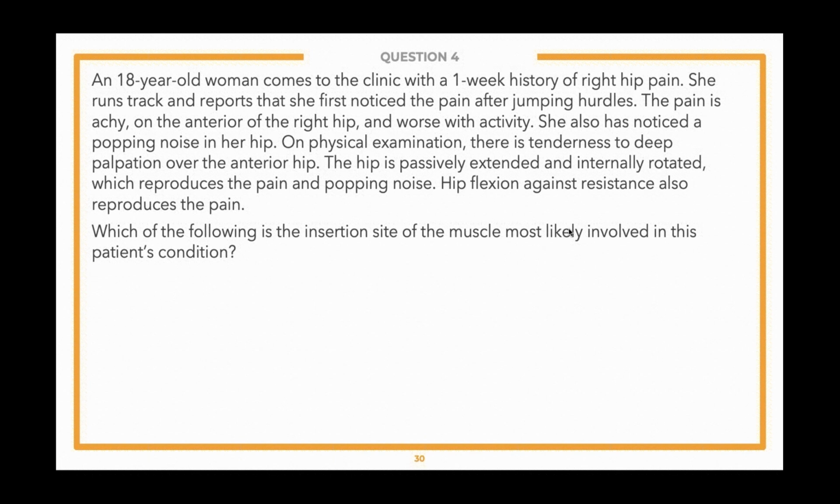On physical examination, there is tenderness to deep palpation over the anterior hip. The hip is passively extended and internally rotated, which reproduces the pain and popping noise. Hip flexion against resistance also reproduces the pain. Which of the following is the insertion site of the muscle most likely involved in this patient's condition? Boris.